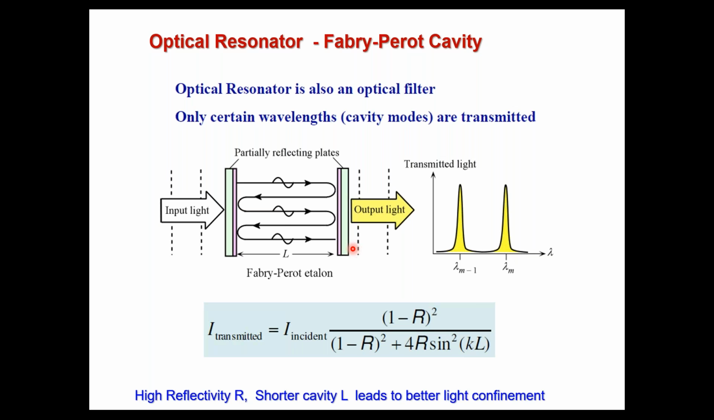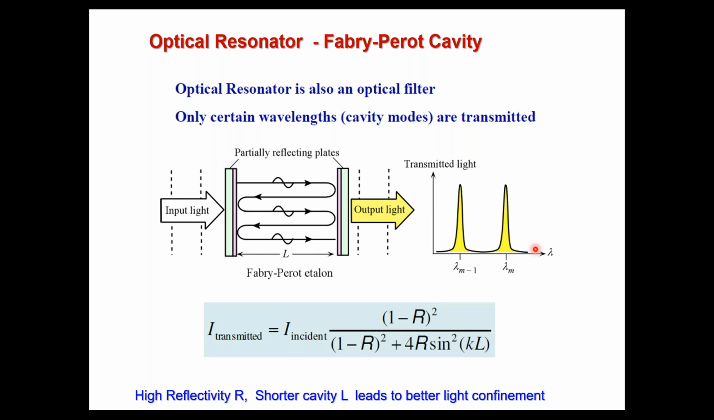So the optical resonator is basically an optical filter. Only certain wavelengths, which are known as the cavity modes, are transmitted. So what is happening here is you have the light reflecting back and forth, and when the path length is an integer multiple of the lambda, they will only get constructively interfered, and then they can increase their intensity. Only such selected frequencies will be supported by this cavity, and you can choose the frequencies by simply adjusting the separation between the mirrors.